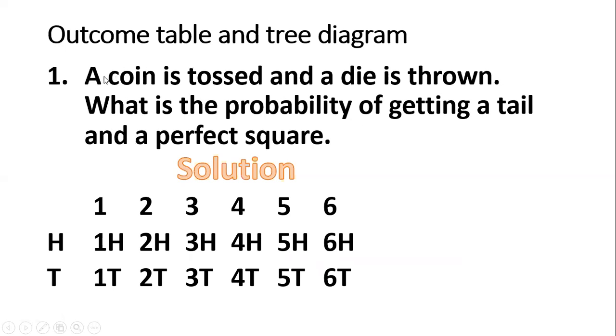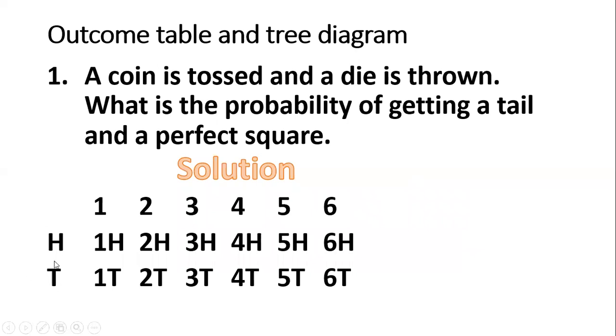The first question: a coin is tossed and a die is thrown. What is the probability of getting a tail and a head? Yes, in a coin you have 2 faces, the head and the tail. And in your die, you have numbers 1 to 6. So that's why you have it tabulated.